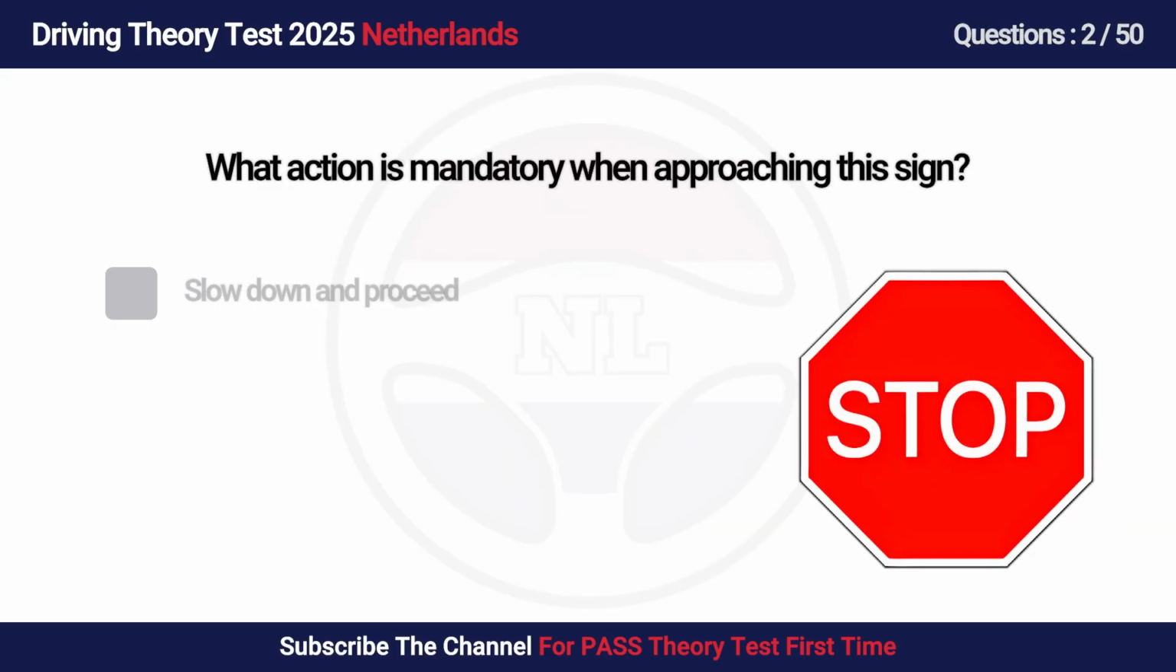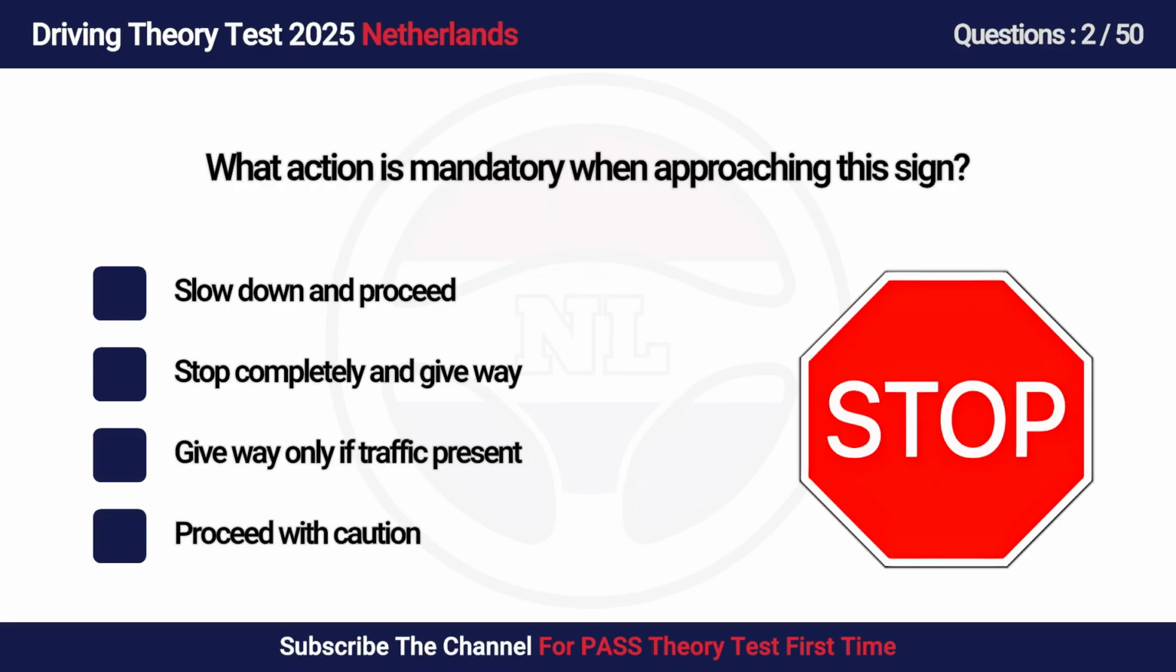Question 2. What action is mandatory when approaching this sign? A. Slow down and proceed. B. Stop completely and give way. C. Give way only if traffic present. D. Proceed with caution.